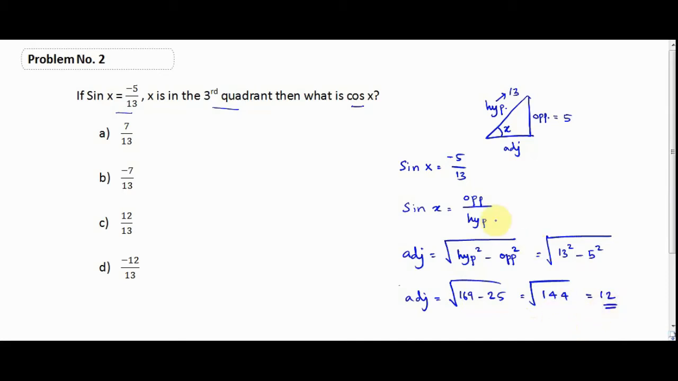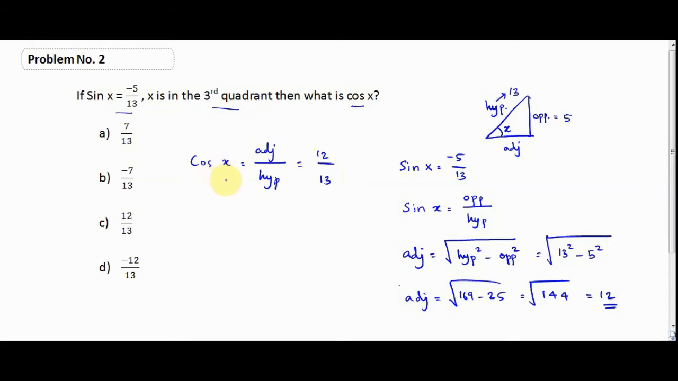Now we know that for this right angle triangle, cos x will be nothing but the length of adjacent side divided by the length of hypotenuse. We calculated the length of adjacent side, we are getting it as 12. So this ratio will be equal to 12 divided by 13. 13 is the length of hypotenuse. So 12 divided by 13, that will be the magnitude of cos x.